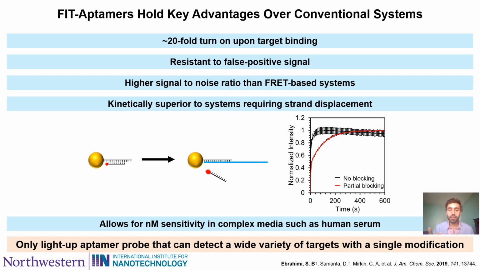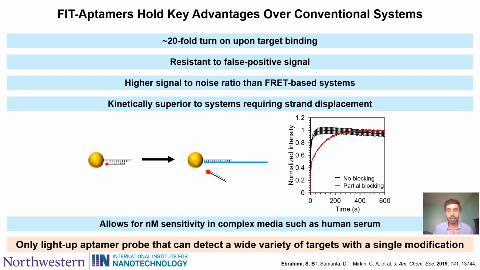You also find that these FIT aptamers are kinetically superior to systems requiring strand displacement. This is intuitive. So if you take a look at this structure down here, which is a nanoflare, you need 2 events to happen before you see fluorescence turn on. You need your target to bind to the aptamer, and then you need your strand to get displaced. Two events, meaning it's slower. With a FIT aptamer, you only need one event to happen, binding to your aptamer.